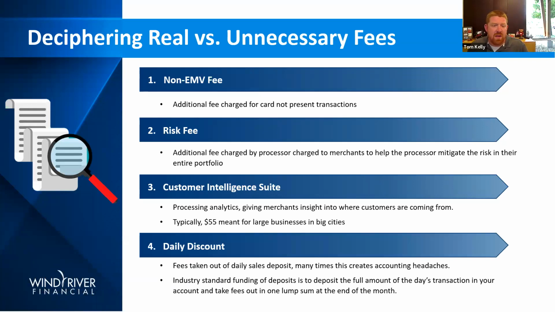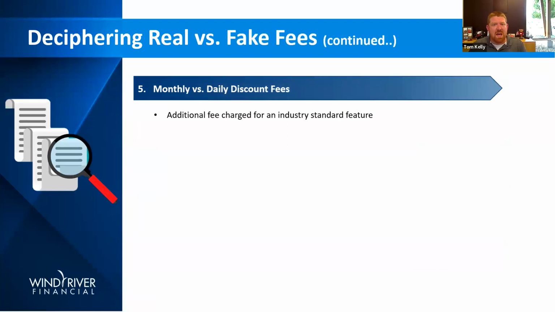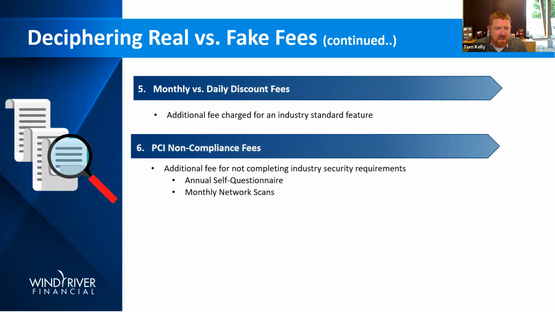The daily discount, again, this is a little bit more from an accounting standpoint. If fees are getting taken out daily, that's where it can become a nightmare for your accountant. So some processors are charging fees for that, but that's really how typically the industry does it. So in our eyes, there shouldn't be a fee for them to do it the way everyone else is doing it. So the daily risk monthly discount falls in that same bucket as well.